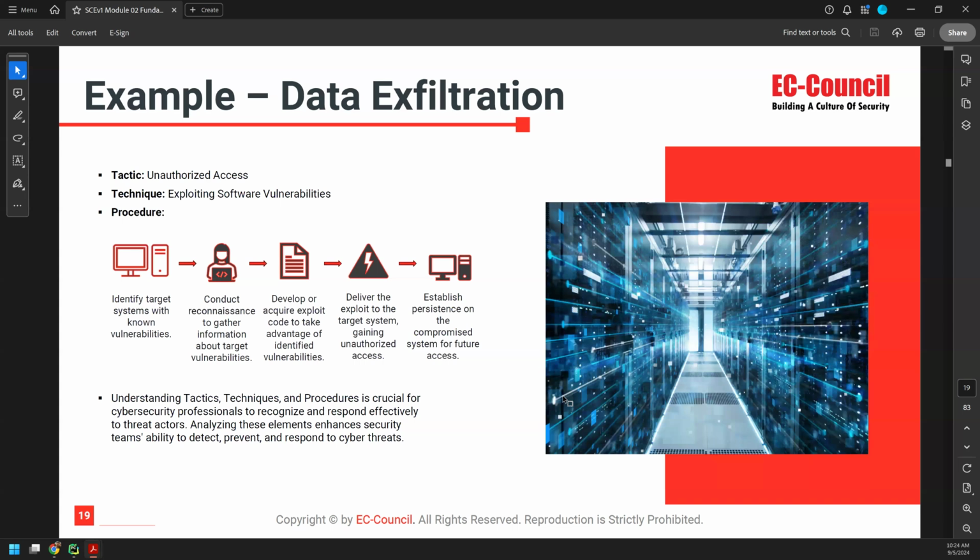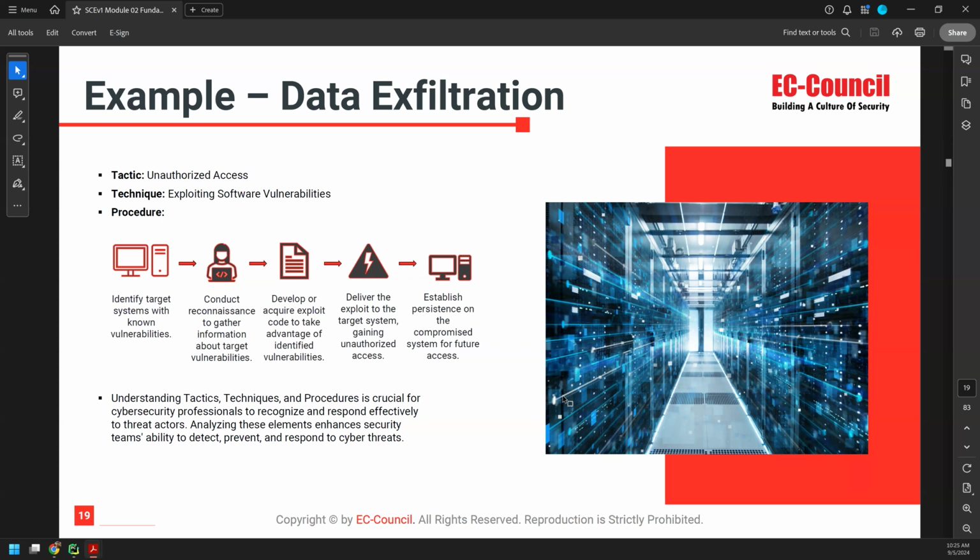So for data exfiltration, this will typically identify some kind of target system with known vulnerabilities. They'll conduct reconnaissance to gather that information, develop or acquire some kind of exploit code to take advantage of that, deliver it to the target system with the payload, and gain unauthorized access. And then they tend to establish persistence on the compromised system.